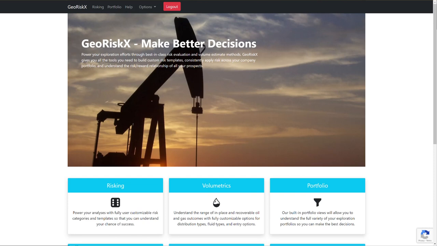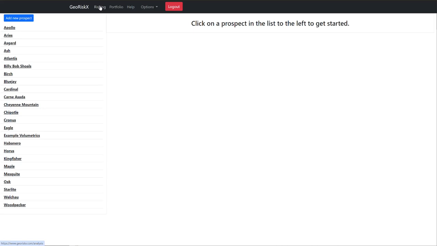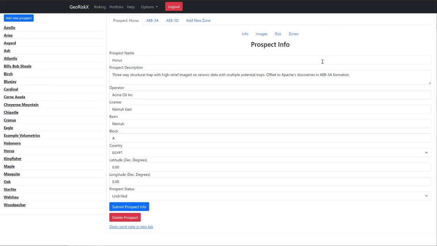So let's take a look at the software at a high level so you can see what it looks like. When I click on the risking link here, it brings up a list of all my prospects. I'm going to look at one of my prospects in Egypt, so I'm going to click on Horus. When I click on this, it brings up the prospect name. We have a prospect description the interpreters put in. We see who the interpreter is, the license, the basin, the block, the country, and the status of this prospect.